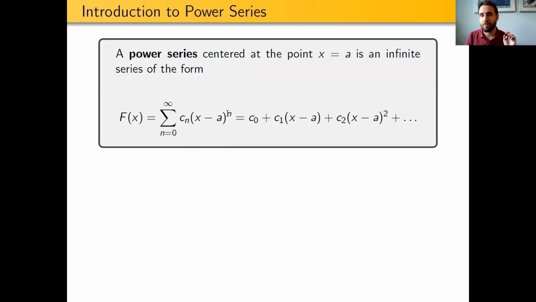And now notice, as we begin to list some of these terms, they look like this. For the first term here, we just have c sub 0 times x minus a to the 0th power. So it's just c sub 0, plus c sub 1 times x minus a raised to the first power, plus c sub 2 times x minus a raised to the second power, plus c sub 3 times x minus a raised to the third power, and so on and so on and so on.